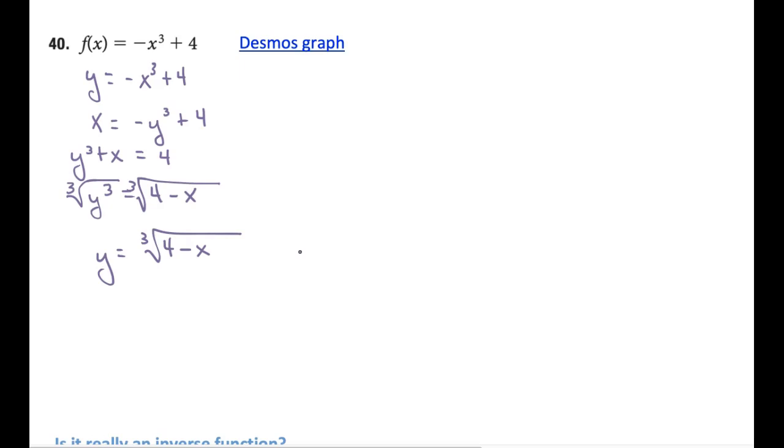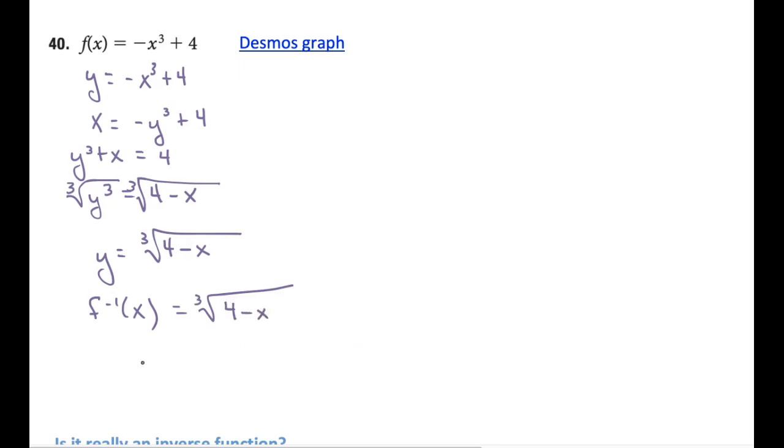Okay, so that is the inverse function. So these two are inverse functions, and we're going to rewrite this as f, and I think I forgot to do that on the last one, f minus 1, so inverse function of x equals the cube root of 4 minus x.